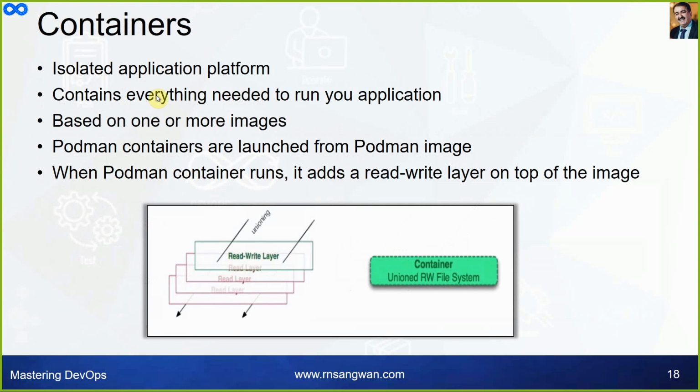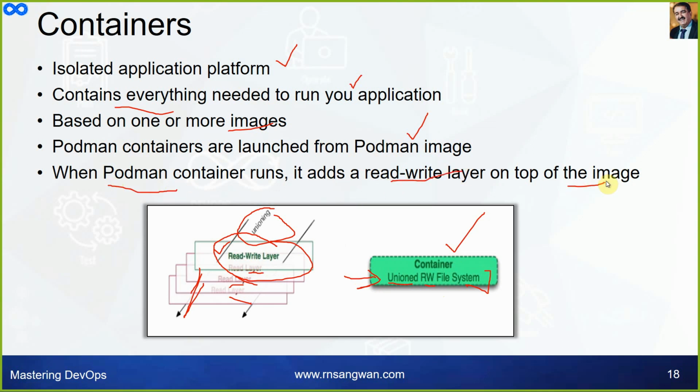Whereas containers are an application platform, containing everything needed to run your application based on one or more images. So we have the image layers you can see, but we add one more layer here, a read-write layer. And the unioning of these layers, the read-only layers for the image and the read-write layer for the container, will make a container. Therefore, it is a unioned read-write file system. So Podman containers are launched from images. When a particular Podman container runs, it runs a read-write layer on top of the image.